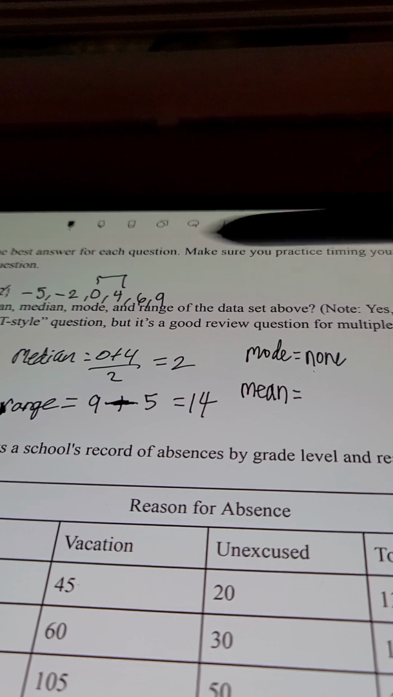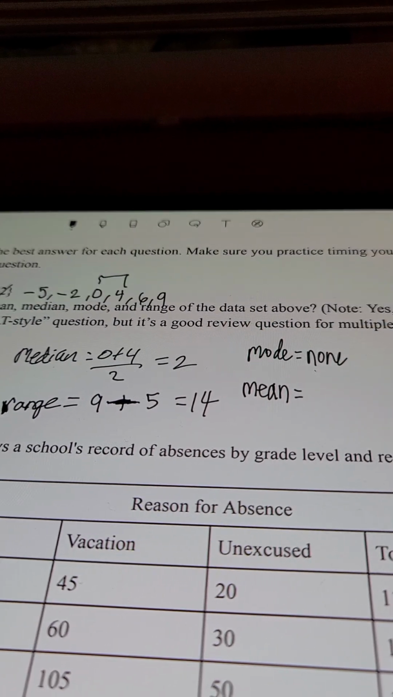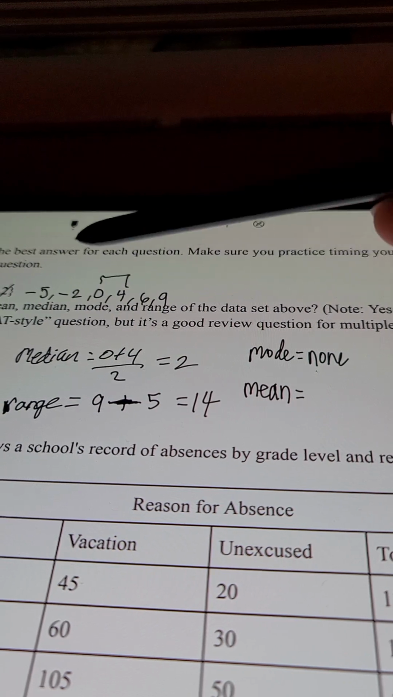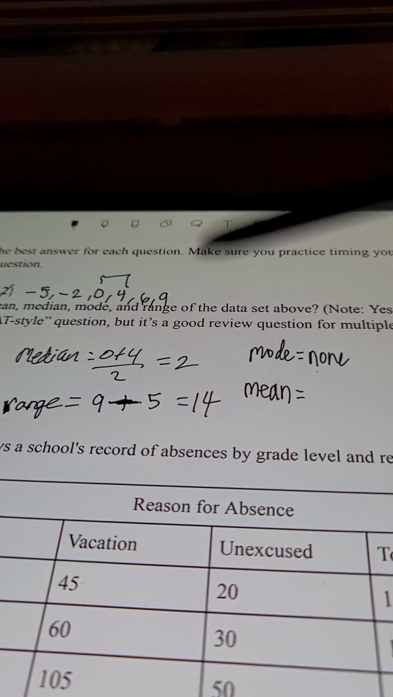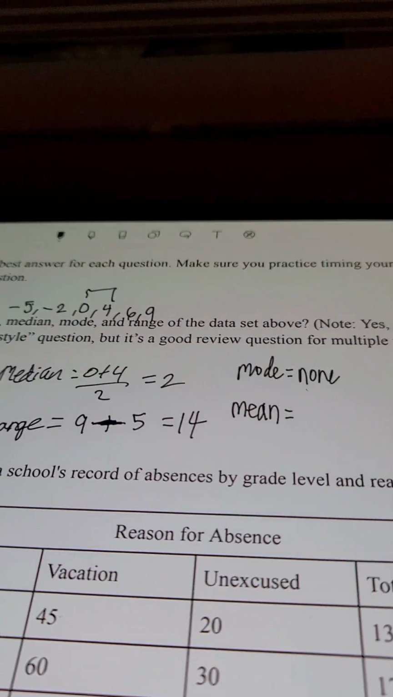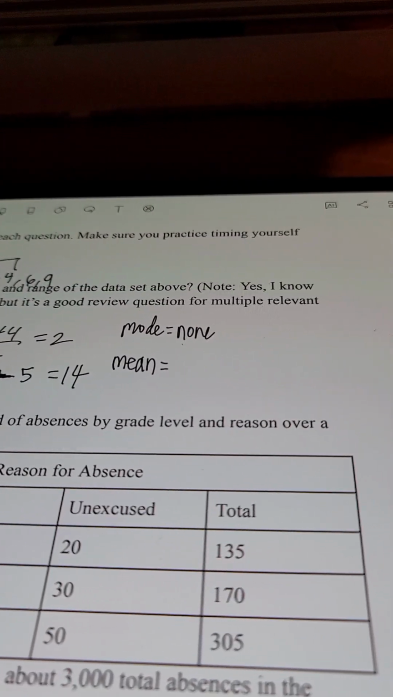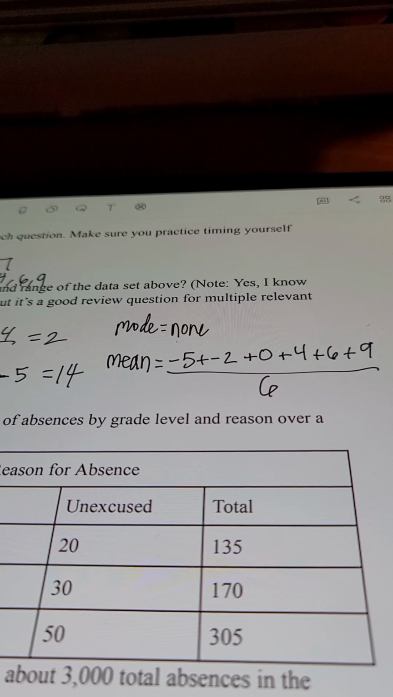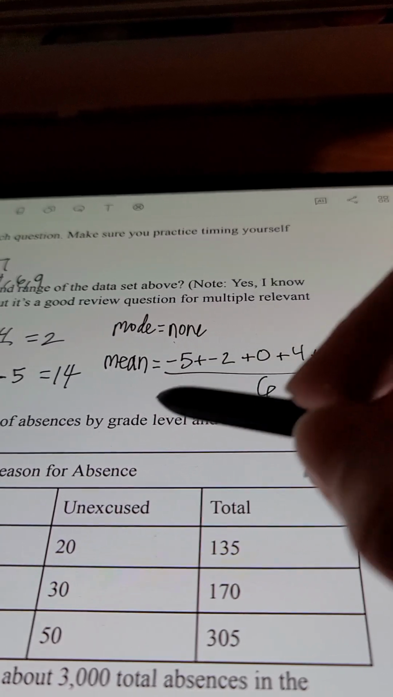And then the mean is going to be the sum of all these data points divided by how many there are. So we're going to add all those numbers up and divide by, there's 1, 2, 3, 4, 5, 6 of those numbers. So that's what I'm going to do. And when I solve that, I'm going to get that the mean is equal to 2.